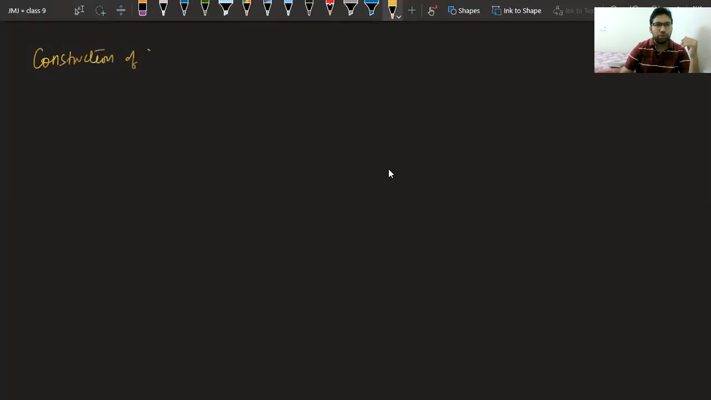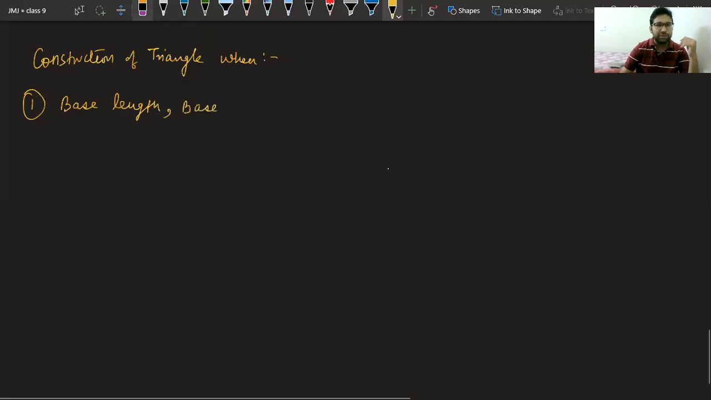construction of triangle. First case: base length is given, comma, base angle is given, or you can say one base angle is given. Class, try to understand, it's very important. The 3 cases are very important, try to understand.